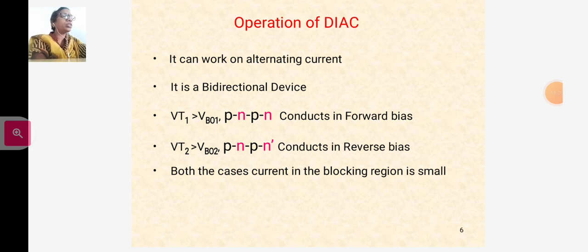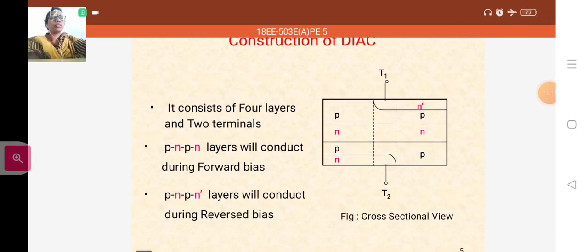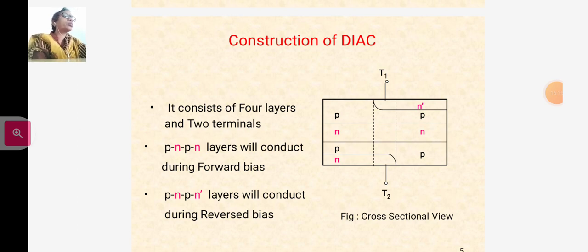So here in this diagram, when the terminal T1 is positive with respect to T2, the layers PN start conducting when the voltage of T1 is more than breakover voltage VBO1.